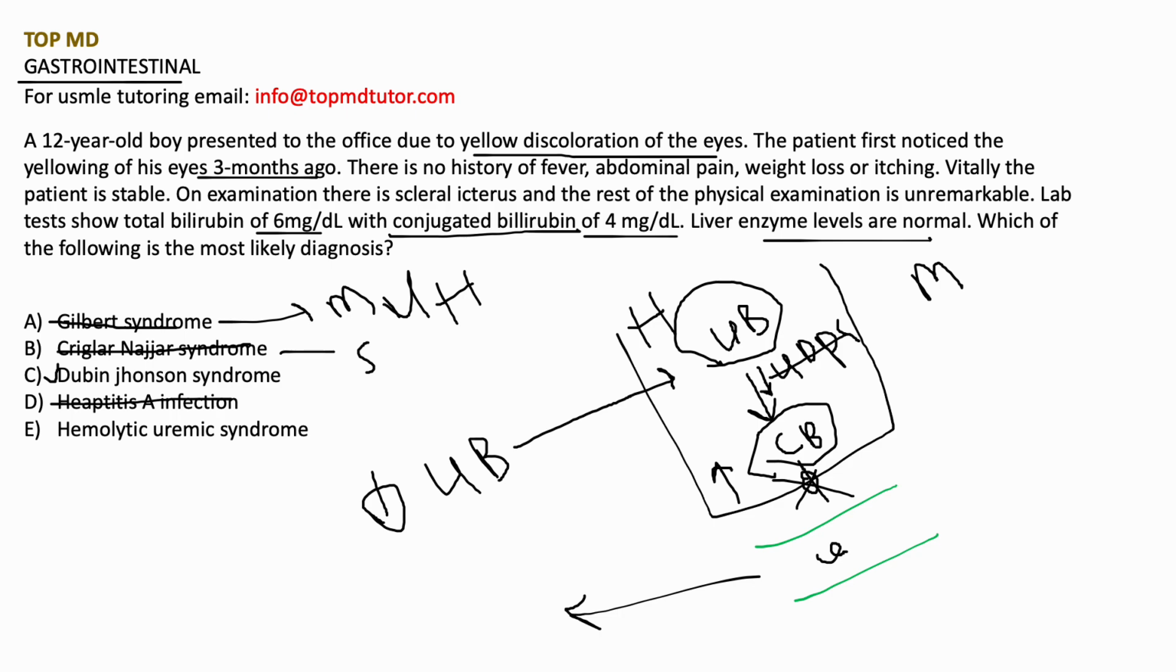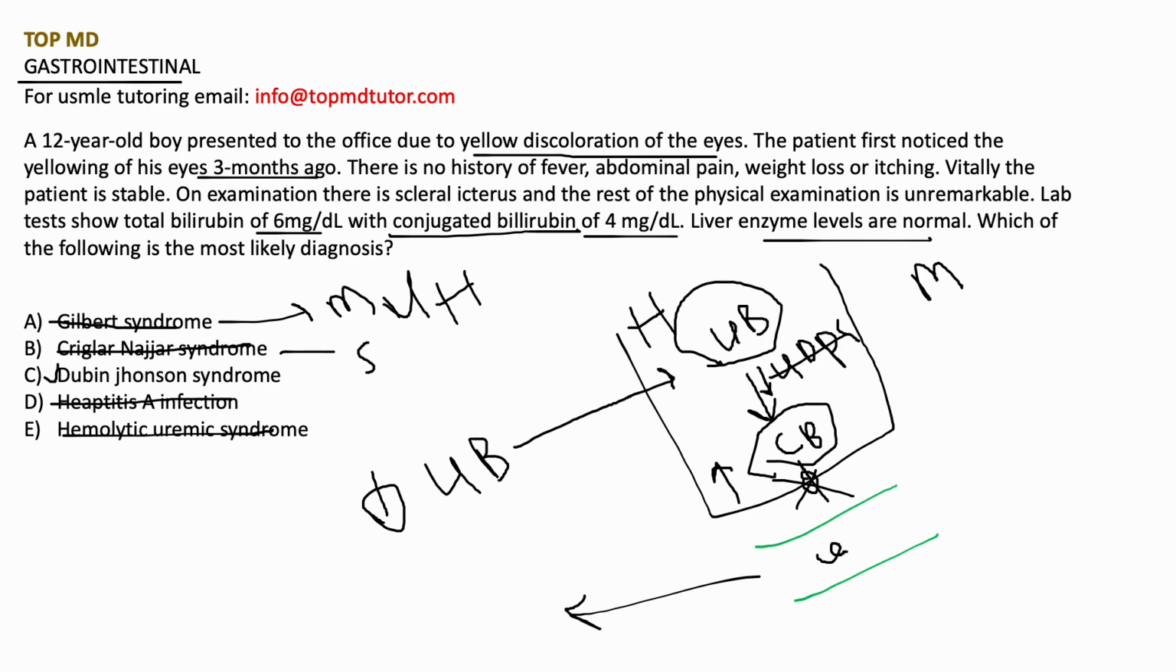Now let's talk about the last option, and that is hemolytic uremic syndrome. Hemolytic uremic syndrome can occur in someone who is 12 years old, usually at a younger age, like 12-year-olds, 9-year-olds. They eat a hamburger, then they have a bloody diarrhea, and then they have hemolysis and creatinine elevation. This patient has none of those. This patient purely just has jaundice. No hamburger history, no bloody diarrhea history, no creatinine elevation.